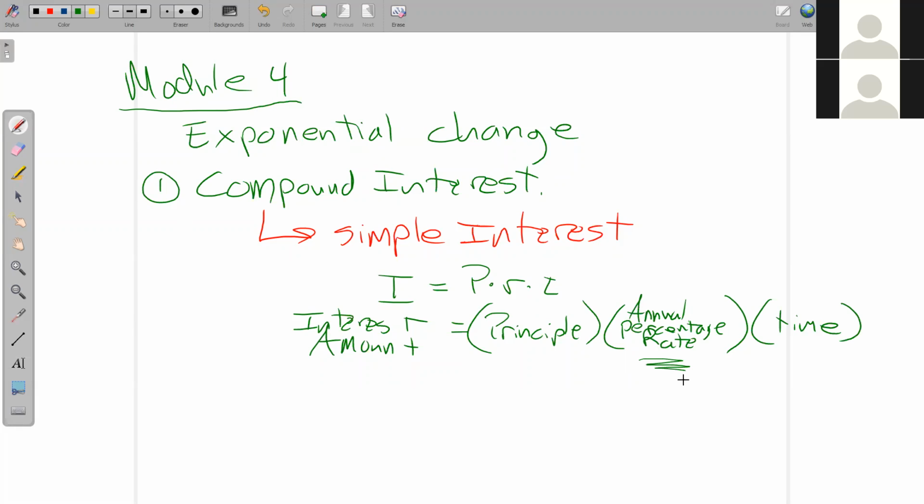The idea of an annual percentage rate is important because whenever I have an annual percentage rate, the time here has to be in years. This is an idea we played around with last week. We're going to extend it a little bit to turn into compound interest. A lot of times when interest is calculated like this, it's called a dividend, and when you reinvest that dividend, that's when compound interest starts to happen. So we're going to take a look at that.